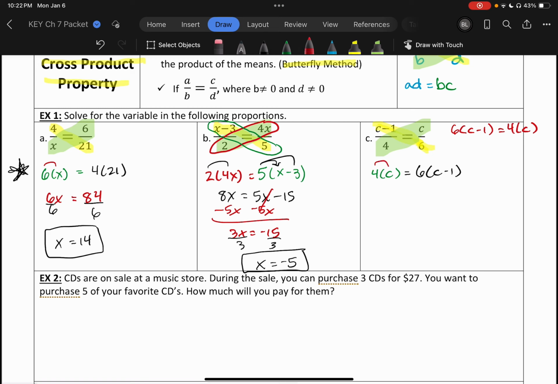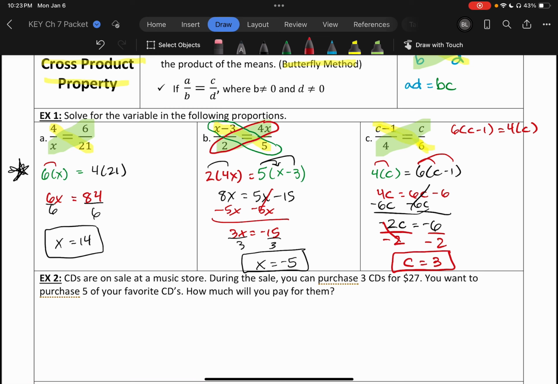We have here 4 times c is 4c. 6 times c is 6c. 6 times negative 1 is negative 6. And now we just solve for x. Not x, I'm sorry, but c. I would subtract 6c on both sides here. That would give us 4 minus 6 is negative 2c. It's equal to negative 6. Then divide both sides by negative 2, giving you that c is equal to, well, negative 6 divided by negative 2. Negative divided by negative is a positive, so positive 3. So c here is equal to positive 3.